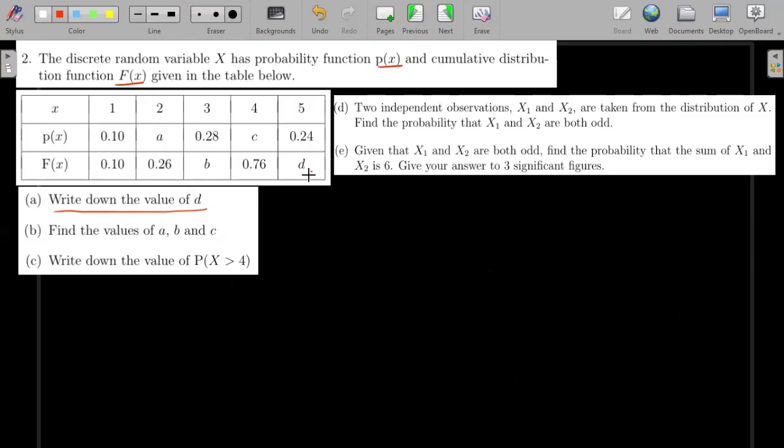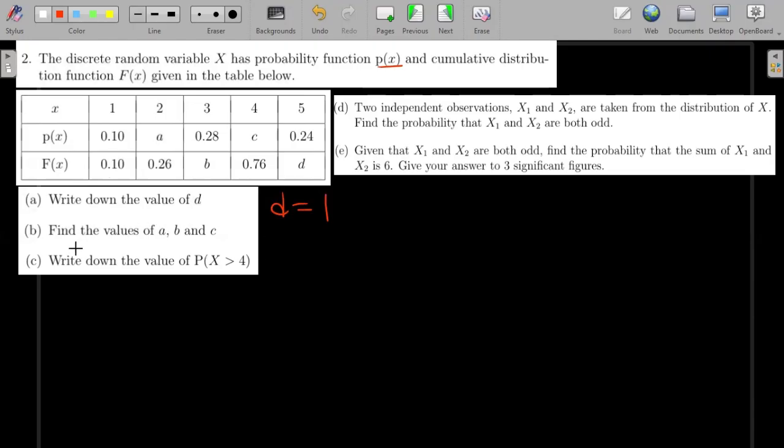So when I was explaining the rules, I said the last one here should always be what? Should always be 1, because the total probability is always 1. So when you add all the probabilities together, the total that you should get should always be 1. So the value of d there will just be 1. We're going to say d is equal to 1.